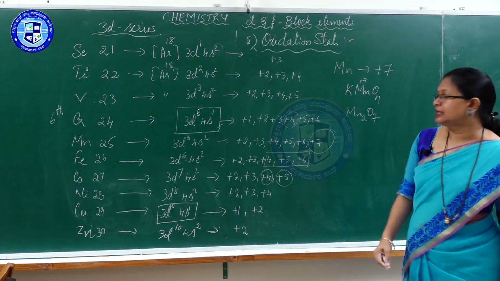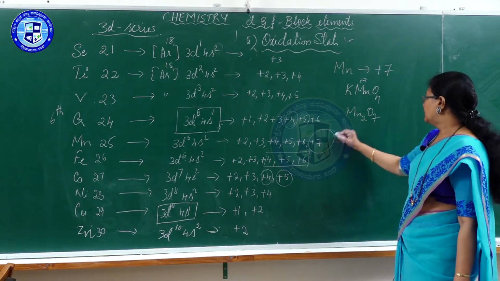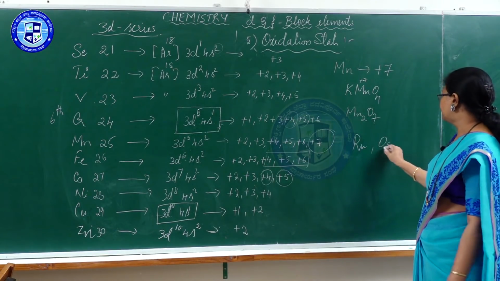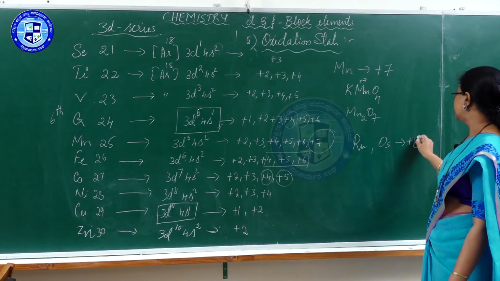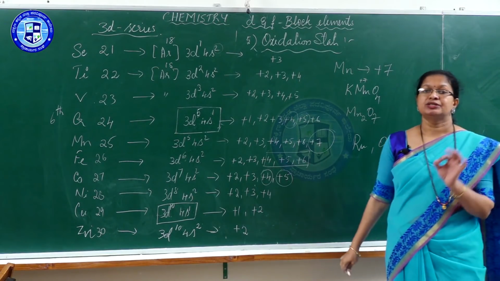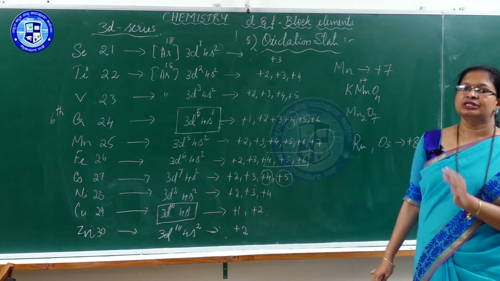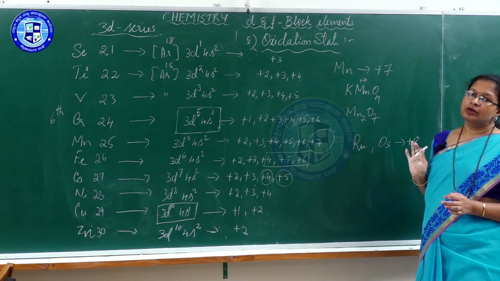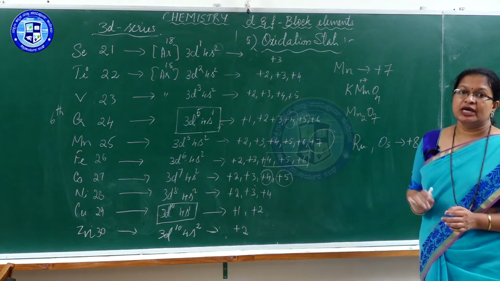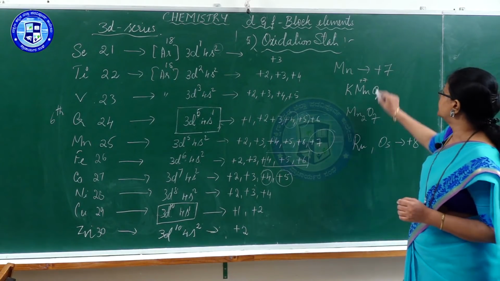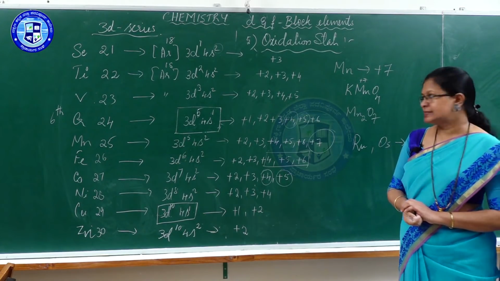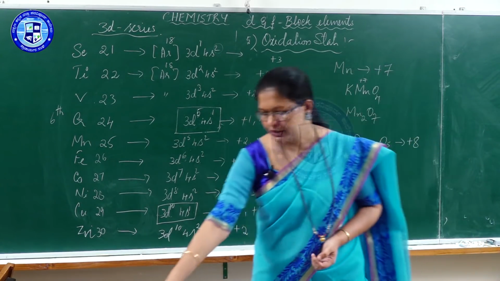If you see the other series, ruthenium in the 4d and osmium in the 5d, they can exhibit the +8 oxidation state. If the question is in the periodic table, which element has the highest oxidation state, then you can mention ruthenium or osmium which has +8, but in the 3d series it is manganese exhibiting the highest oxidation state of +7. That is to be noted.